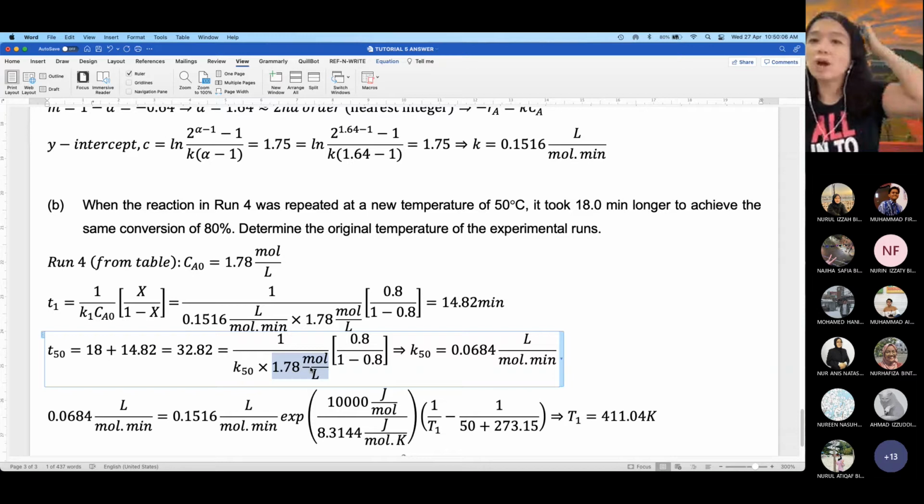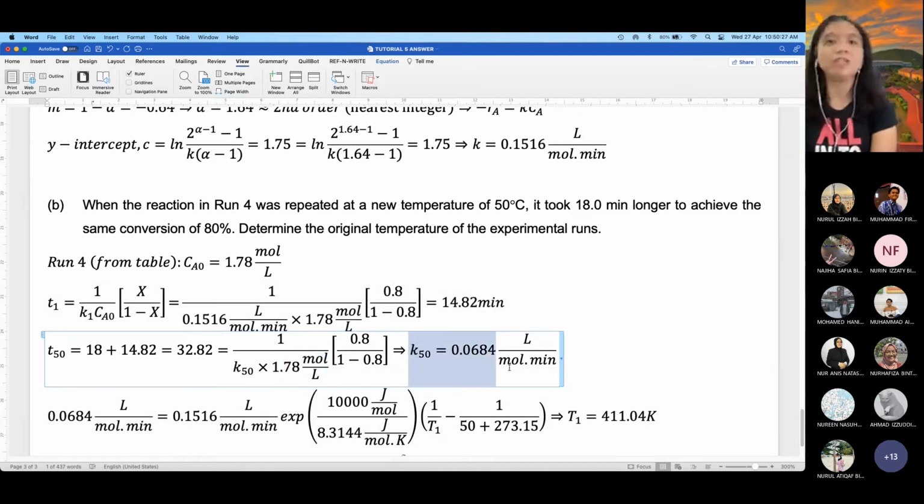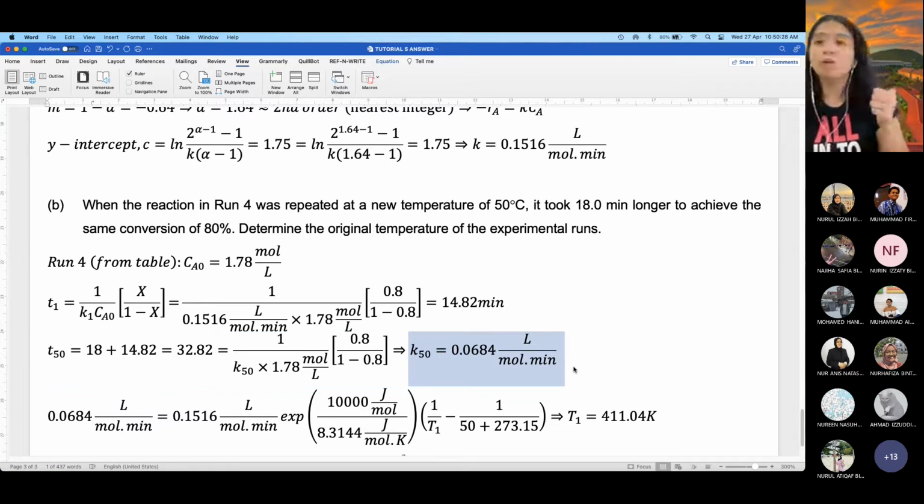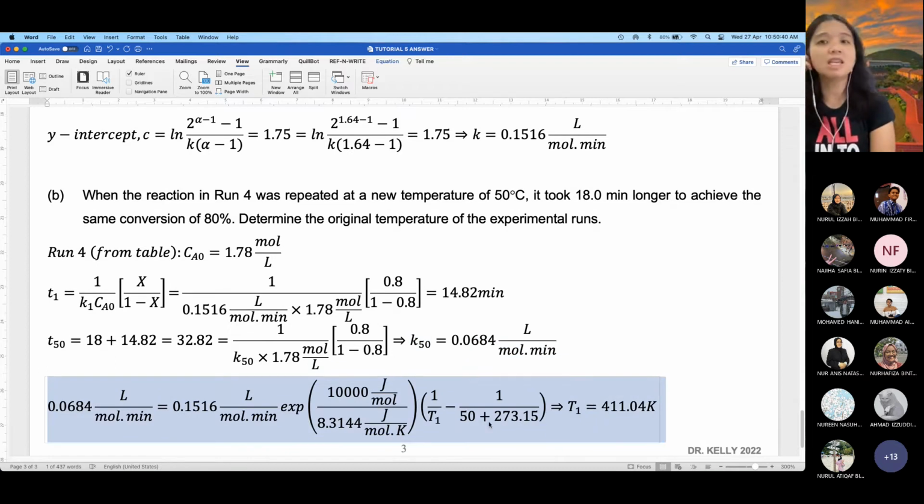My CA0 is still 1.78 sebab dia kata dia repeat experiment 4. Dia repeat run 4. Run 4 tu the CA0 is 1.78. Then the X is still 0.8 sebab dia kata soalan dia kata same conversion. So from the new reaction time, you will get the new K at 50 Celsius, which is 0.0684. So now I know K1, K2, T2, I know EA, then only I can find my T1 using the Arrhenius equation, the one that we discussed previously.